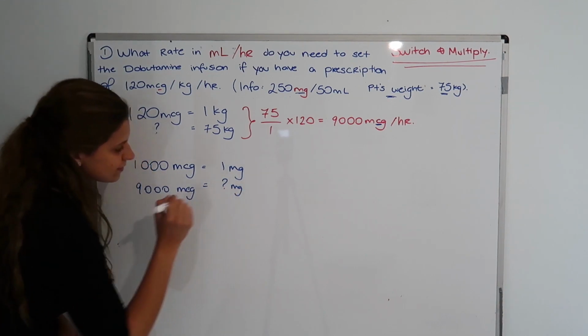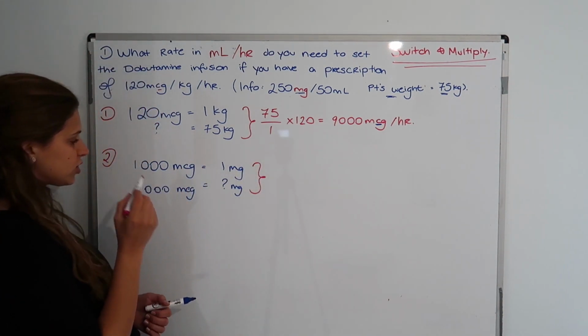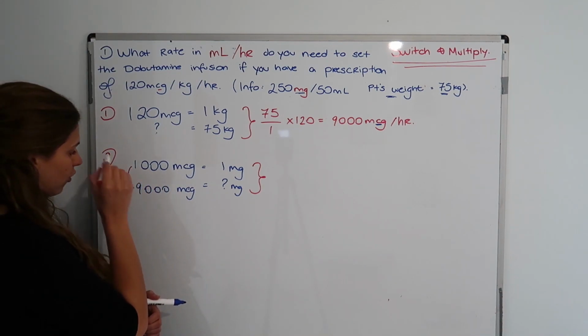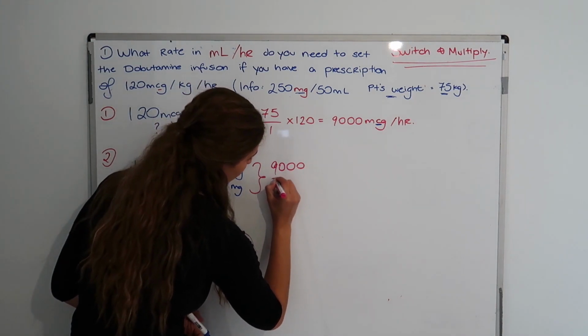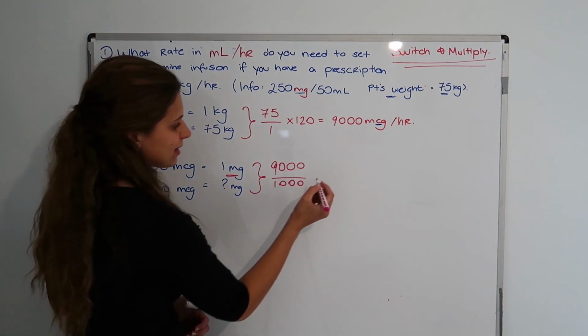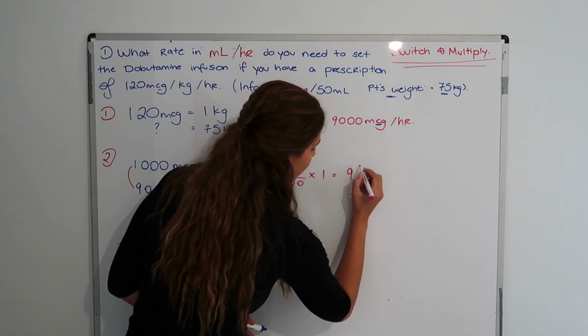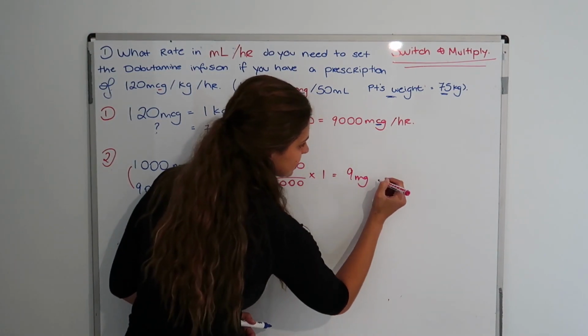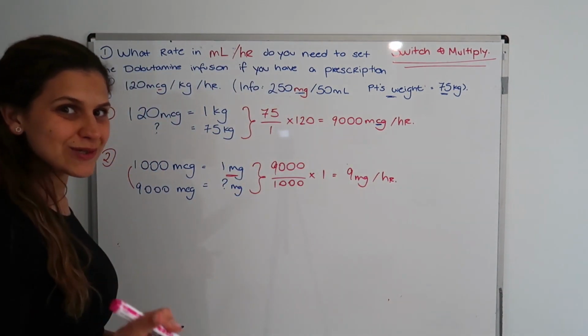worth in milligrams? Again, switch and multiply. So switch these two over here. 9,000 goes at the top, 1,000 goes at the bottom. Multiply by the single value times 1. We shall get 9 milligrams per hour. Good, you are one step closer.